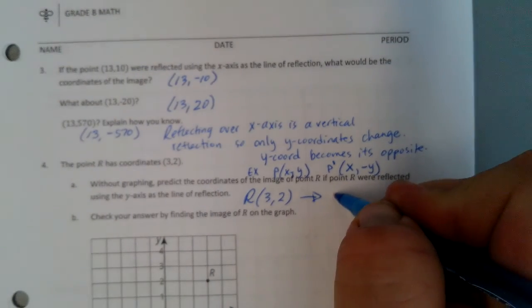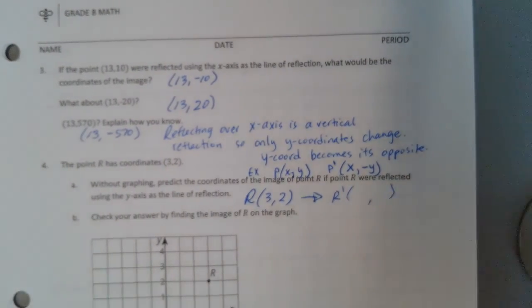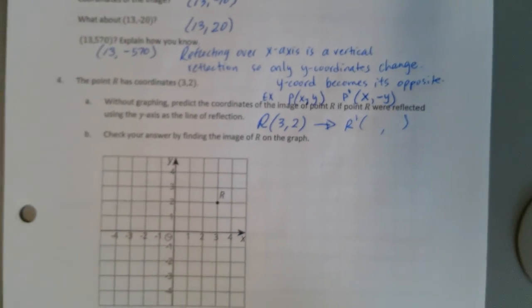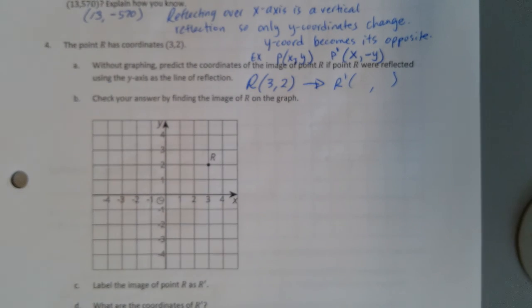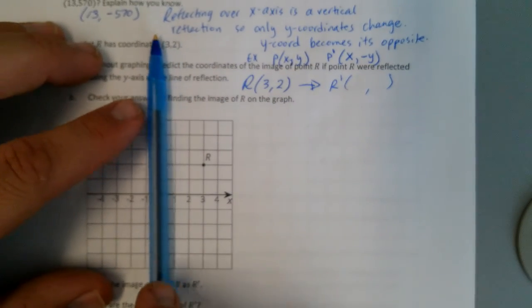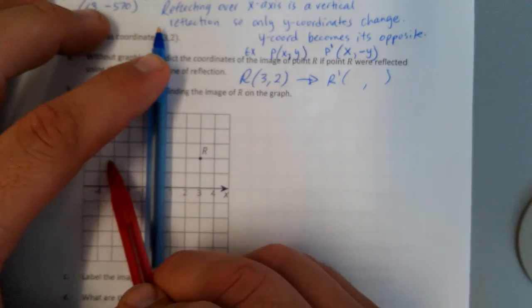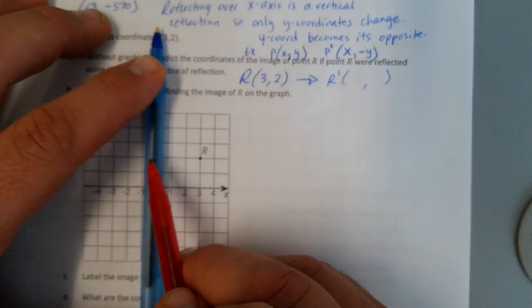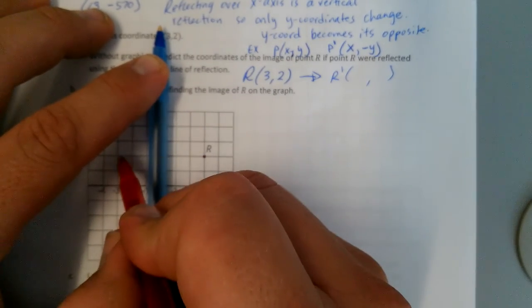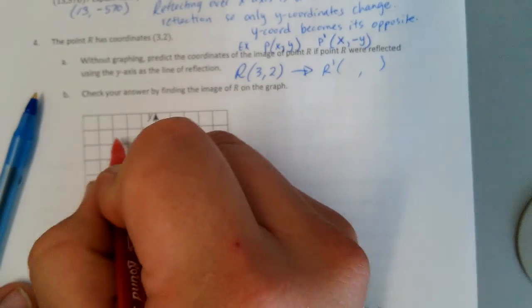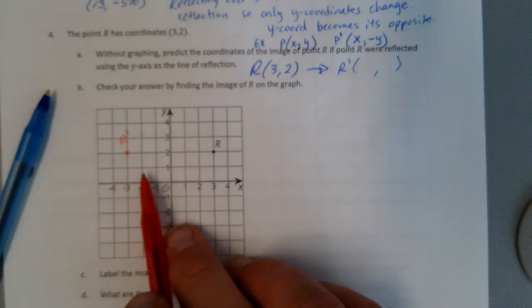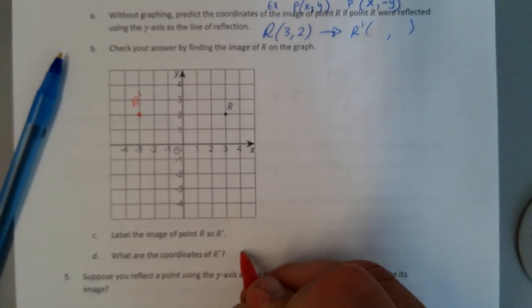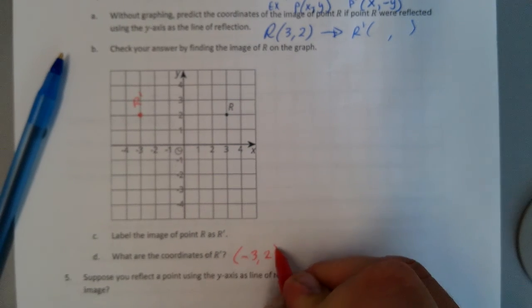Okay, welcome back. R prime, we made our prediction. I'm not going to tell you what my prediction is. I'm going to go to the graph and look at this, and it says check your answer by finding the image of R on the graph. If we're looking at the y-axis being our line of reflection, I'm going to go across this line. So I have 3 units away from this line, so I need to be 3 more units on the opposite side to make point R prime. I labeled my image as R prime, and I look to see what the coordinates of that image are. R prime is at (-3, +2).